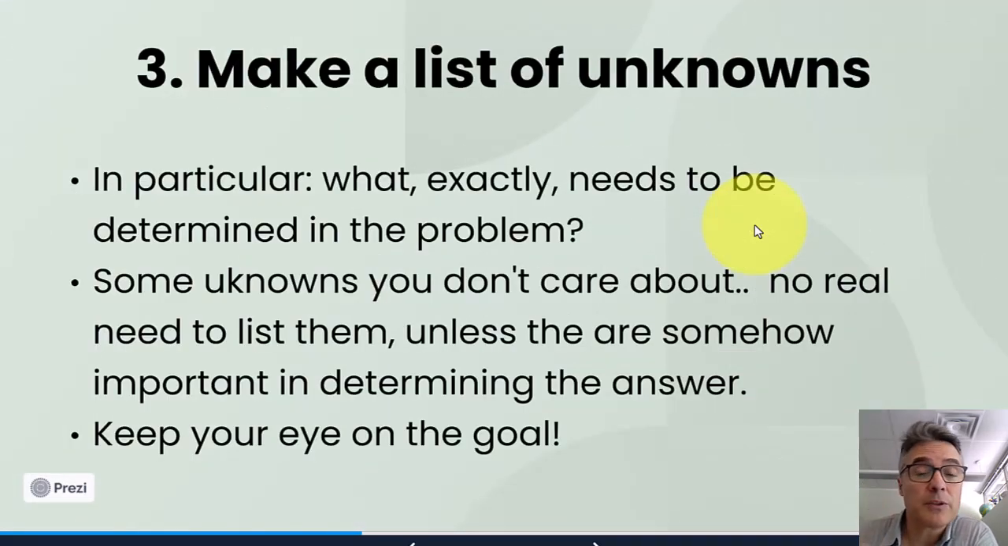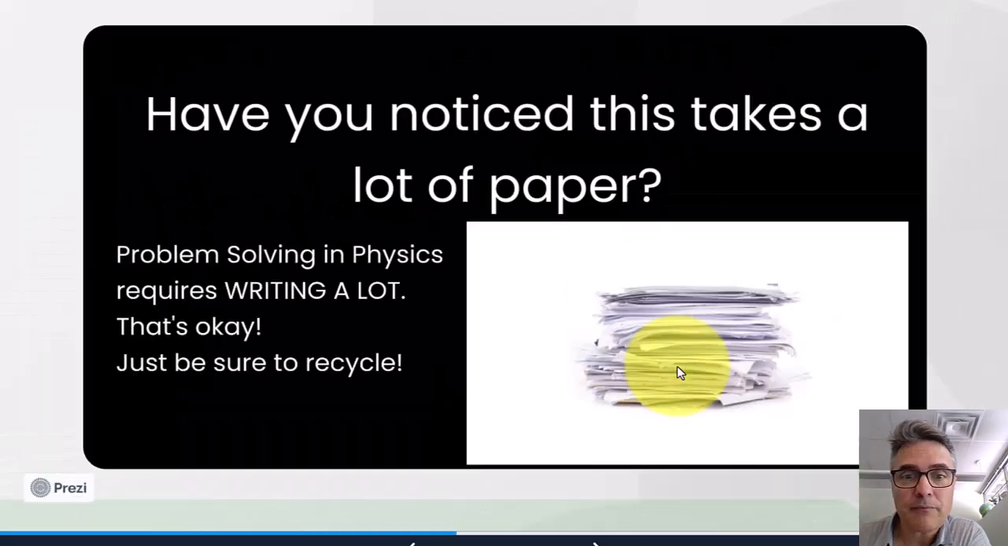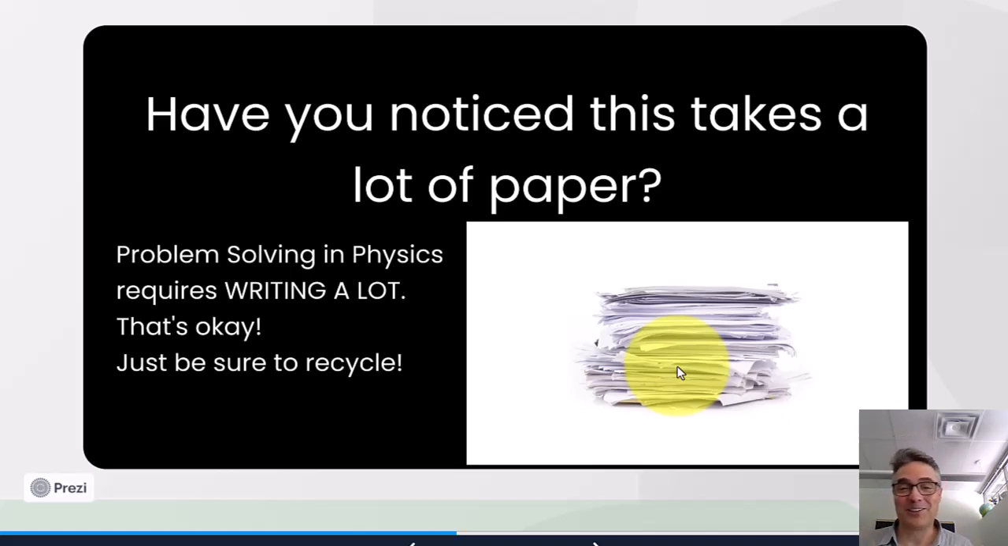Also make a list of what's called unknowns. So in particular, what exactly needs to be determined in the problem to get the answer and to move on. Some unknowns you don't actually care about, so there's no real need to list them unless they're somehow important in determining the answer. So keep your eye on the goal here. And you might notice that you're going to use a lot of paper. I actually have a whole recycling bin, and I'll go in and use the blank sides of old paper. I find, for me, physics problem solving requires writing a lot.